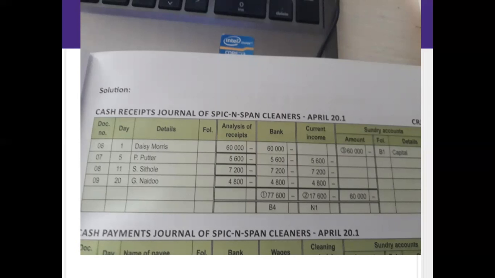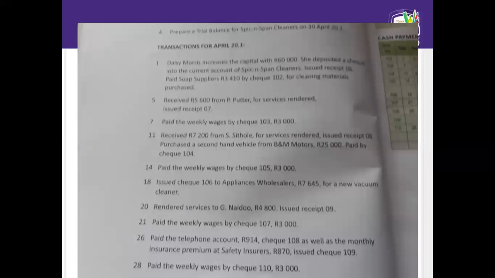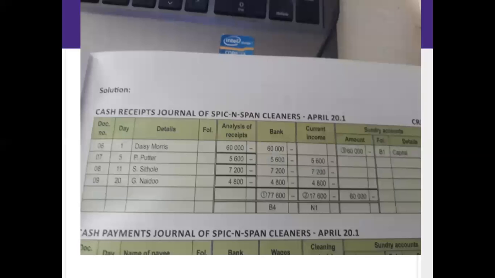Let me quickly go back to the transaction. They said they deposited a check. Okay. That means that the person, Daisy Morris, has written a check out and she was giving it to the business. So that means the check was not paid directly into the bank account. It was given at the business. So the check is first going to the safe of the business. That's why it has been written in with analysis of receipts. Okay, just again about analysis of receipts.